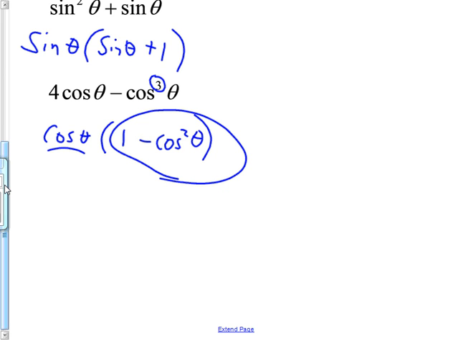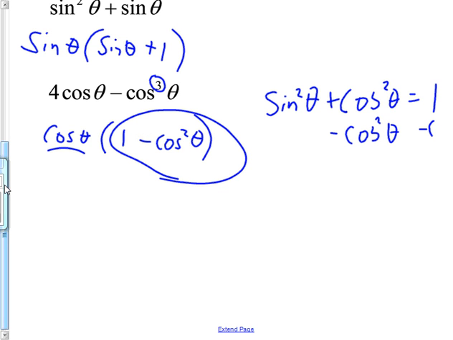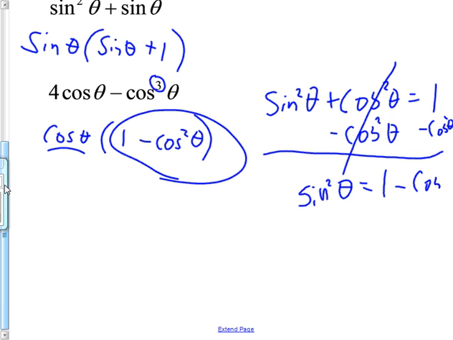But there is something that you could replace this with. In case you'd forgotten, it has to do with this. A squared plus b squared equals c squared. So sine squared plus cosine squared equals 1. Remember that from that triangle? I'll show you that again in a minute. But if I subtracted cosine squared theta from both sides, then that cancels that, and sine squared theta would equal 1 minus cosine squared theta.